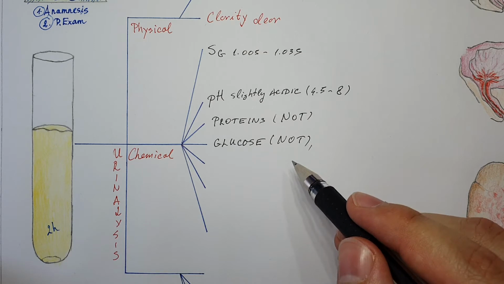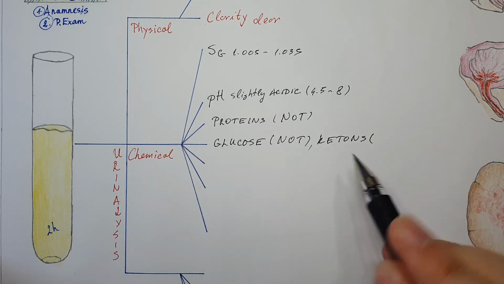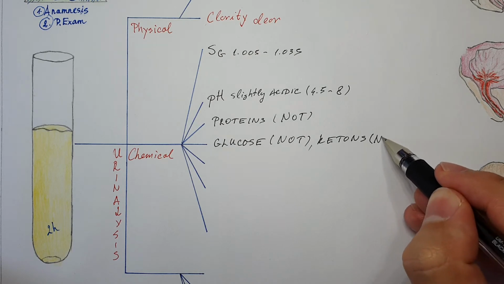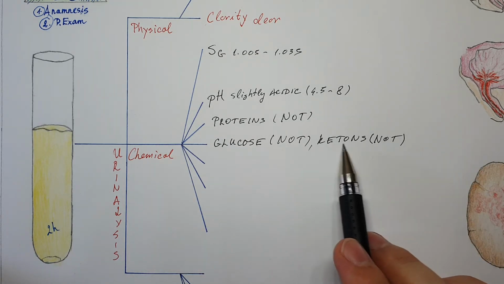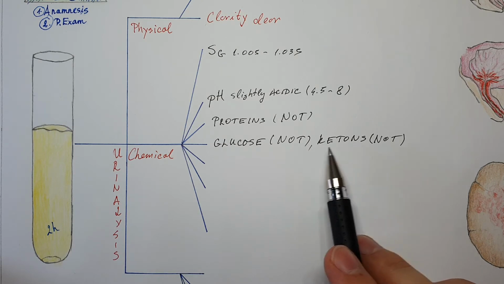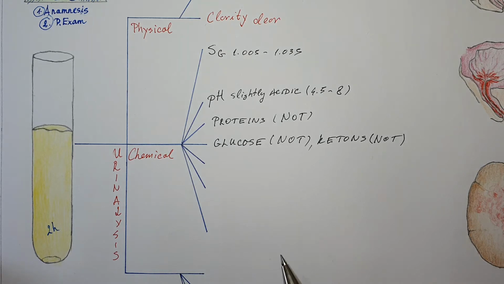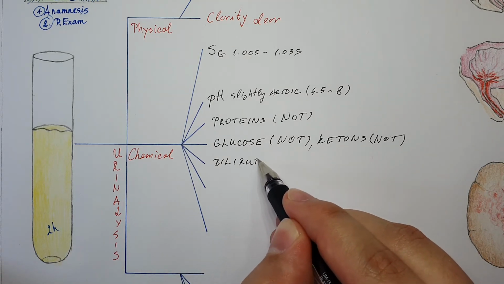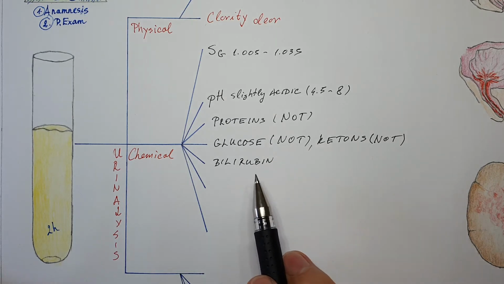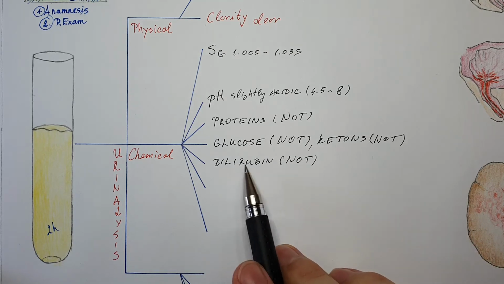Also, ketones are normally not present in the urine. So later in diabetes, we can have also many of these products in the blood, and then they can be also secreted in the urine. Secondly, bilirubin is also analyzed in the urine, and it is also not present. So the urine should be negative on this molecule.